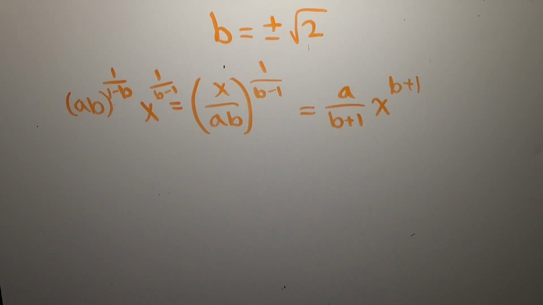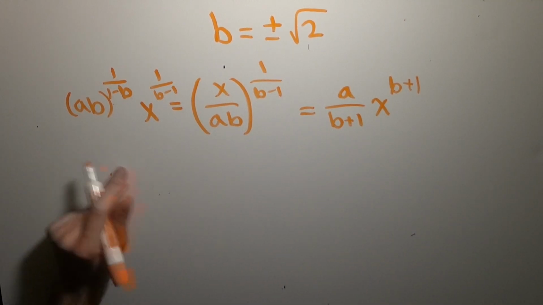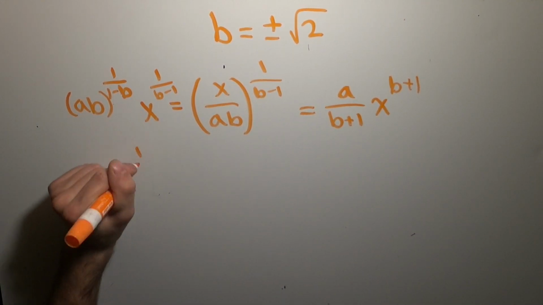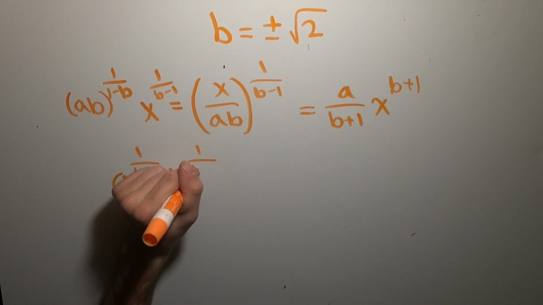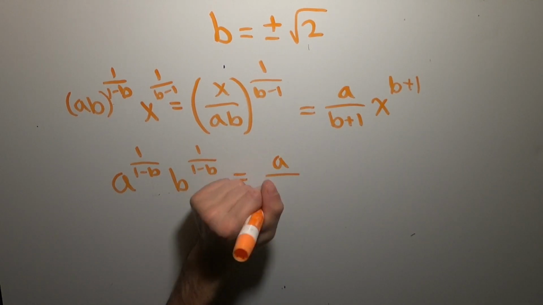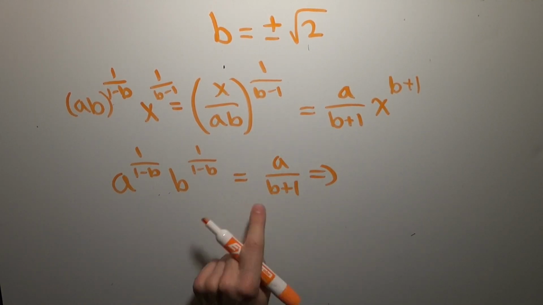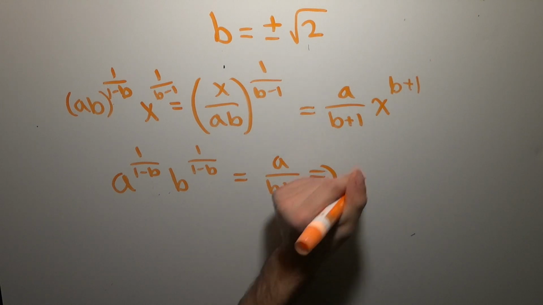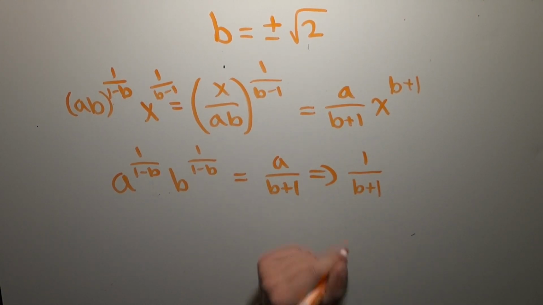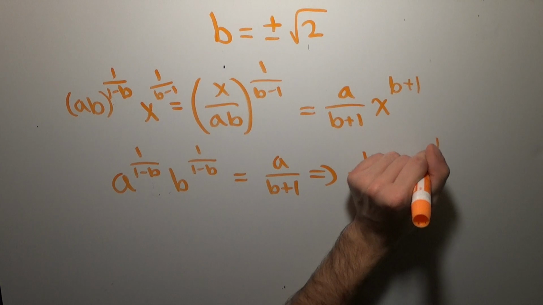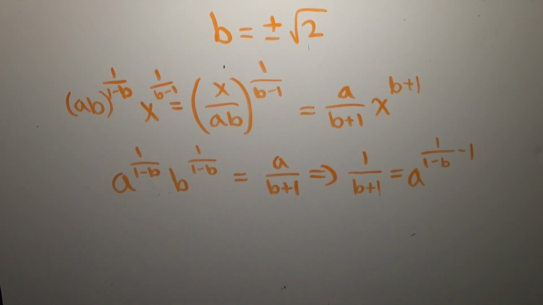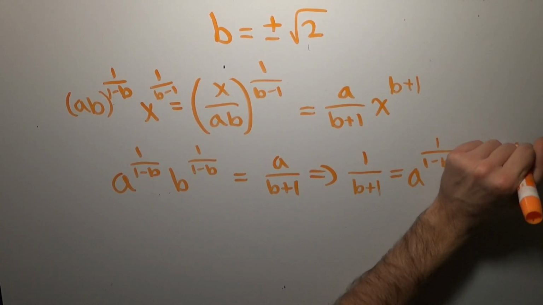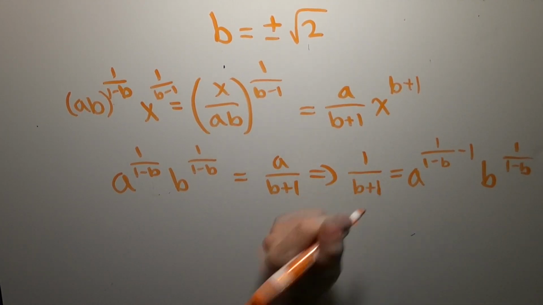So now all we need to do to solve for a is to set these equal to each other. Not too bad. And so we end up with a to the power of 1 over 1 minus b times b to the power of 1 over 1 minus b equals a divided by b plus 1. So we're going to divide the a on both sides, and we end up with 1 over b plus 1 equals a to the power of 1 over 1 minus b minus 1, right, because we're dividing a on both sides, times b to the power of 1 over 1 minus b. Hope that's clear so far.